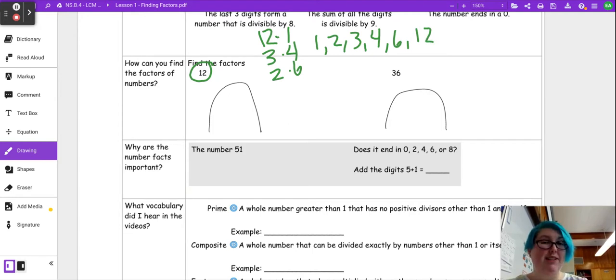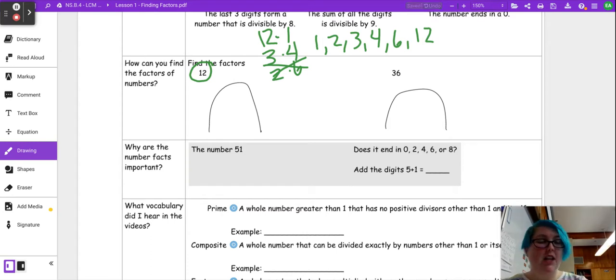Now, when I ask you to list them, I do want them in counting order. You'll notice I started at 1 and organized them so as we go up, the numbers get bigger. So this is great, but what if you forgot about 2 times 6? You would get this question wrong. So instead, let's use the rainbow method.